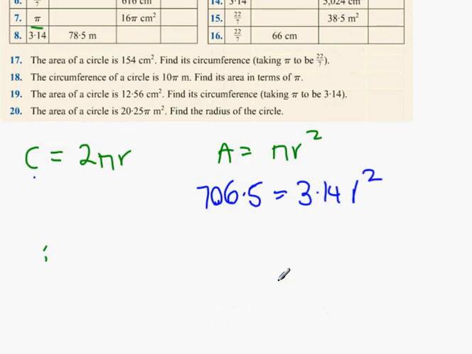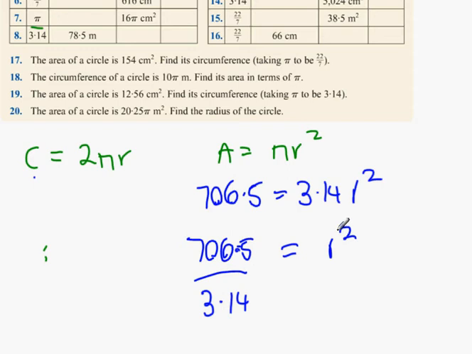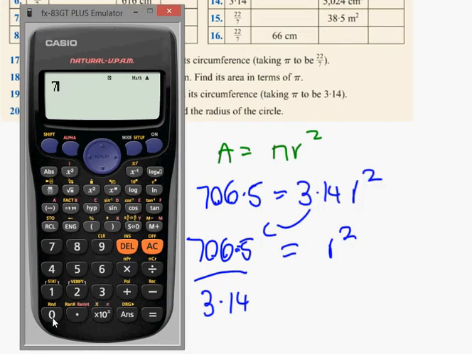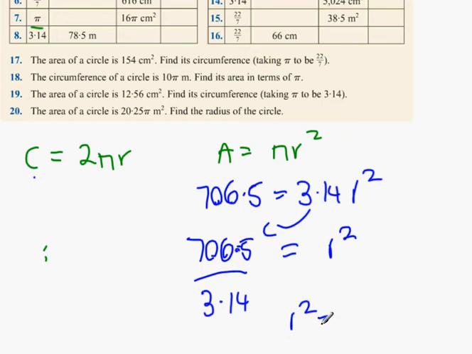Now here's what we're going to do. We're going to divide 706.5 by, anybody? What are we going to divide it by? We're going to divide it by the 3.14. Whichever number comes in front of the r squared goes underneath to be divided. So 706.5 divided by 3.14, and what we get is 225. R squared equals 225.